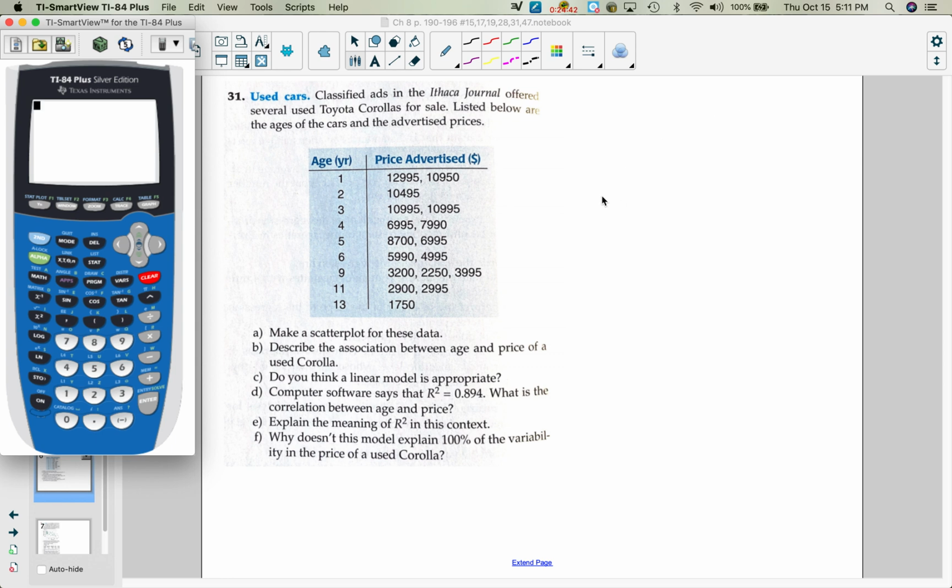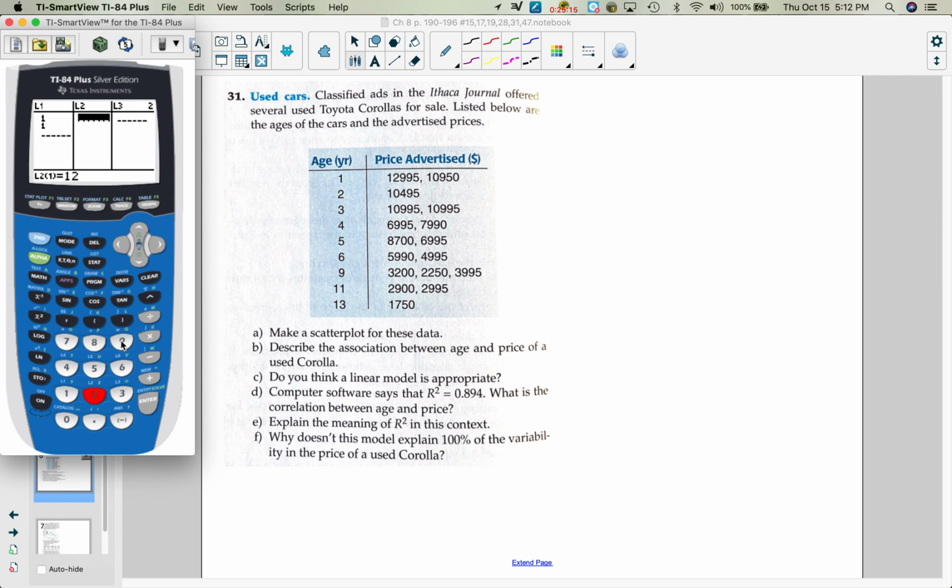I don't know that I really need to do this entire problem, but I just wanted to point something out because sometimes you get data that might look like this. Notice part A says make a scatter plot for these data. If you were going to enter this on your calculator, I'm going to clear out L1 and L2. Notice that for age, I have 2 cars that are 1, so I would have to put both of those in as 1.